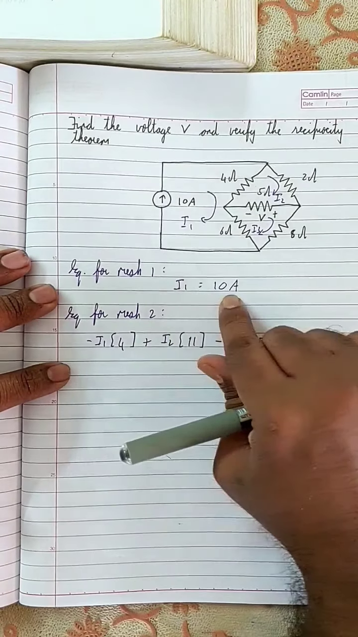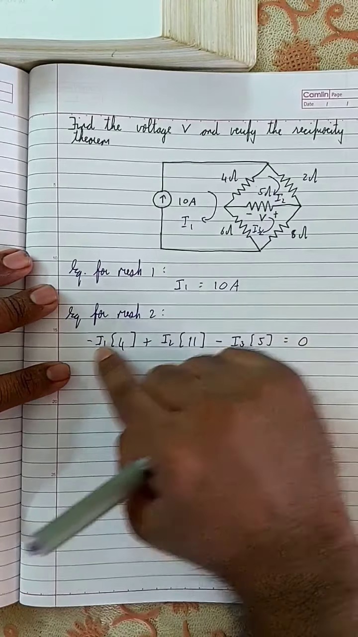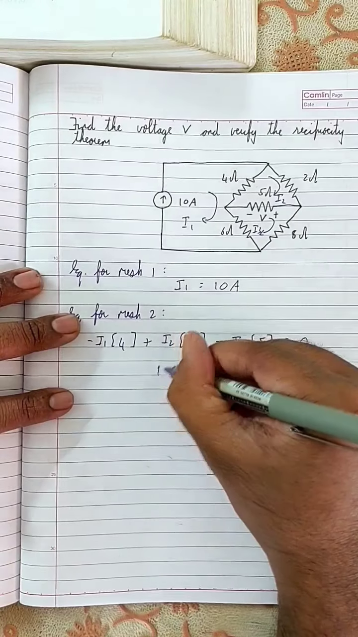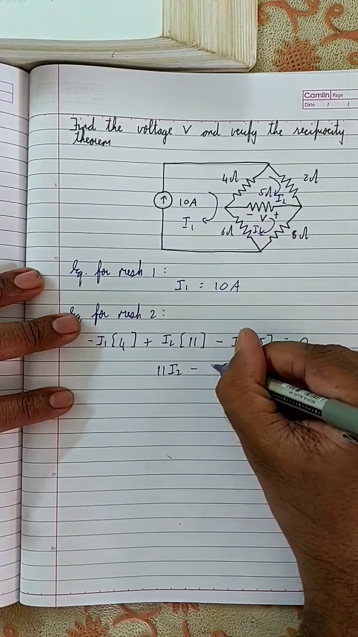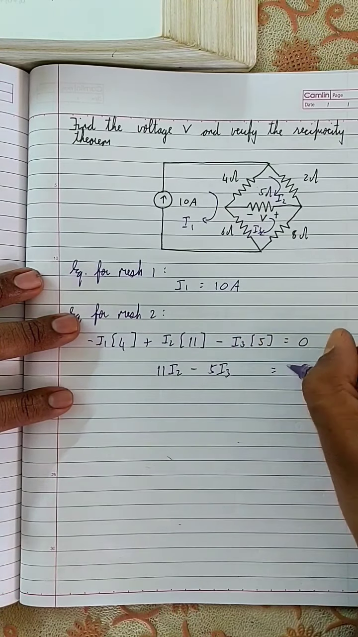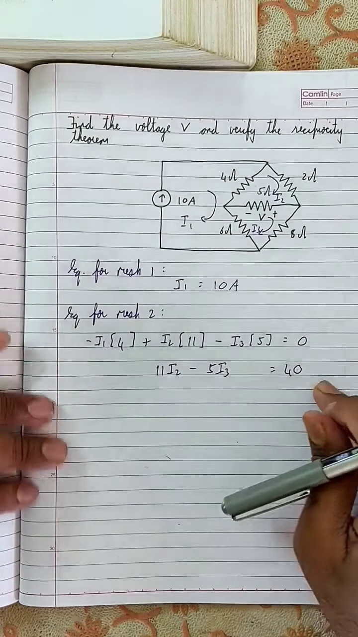Of course we already know I1 is equal to 10. I can substitute that over here, so this becomes minus 40. In other words, this is 11I2 minus 5I3 is equal to 40. This is the equation for mesh 2.